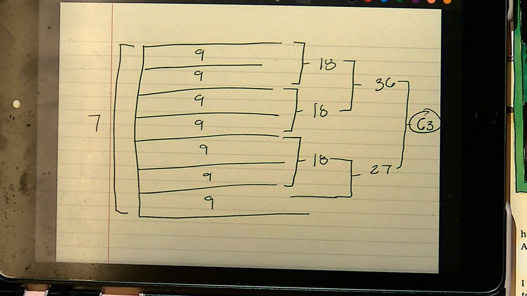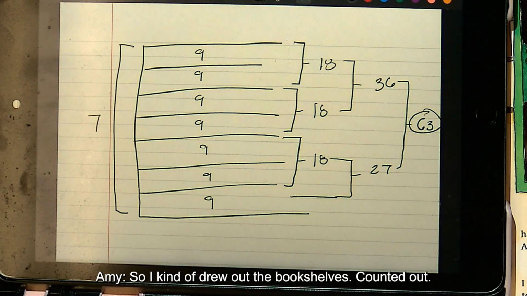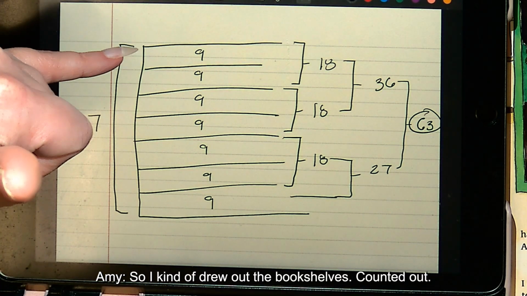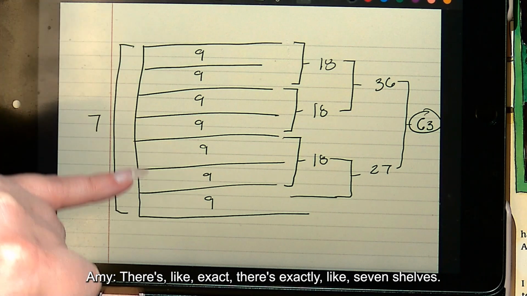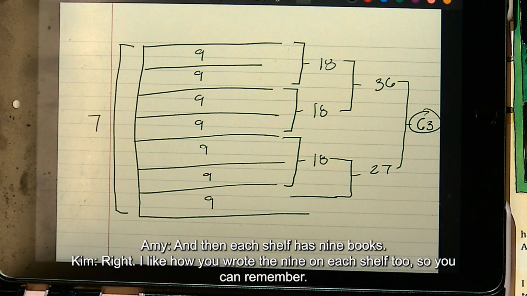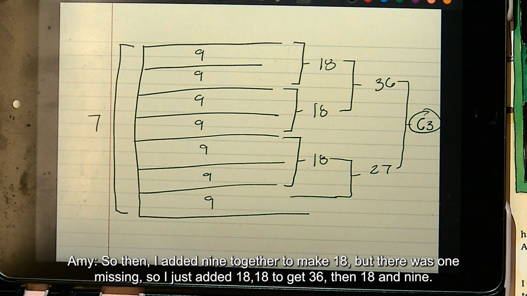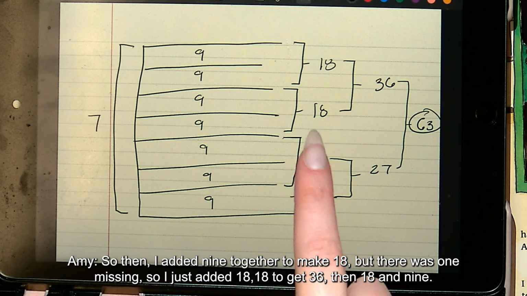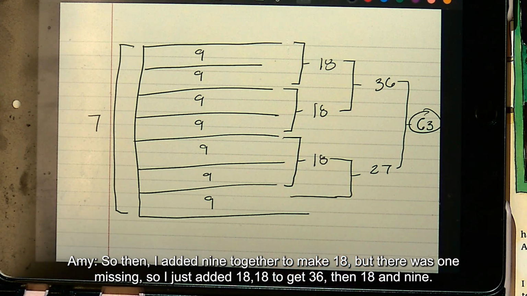So tell us what you did. So I kind of drew up the bookshelves. Counted out there's exactly like 7 shelves, and then each shelf has 9 books. Right. I like how you wrote the 9 in each shelf so you can remember. So then I added 9 together to make 18, but there was 1 missing. So I just added 18 to get 36, then 18 and 9.